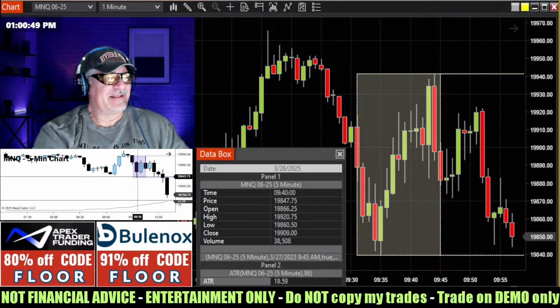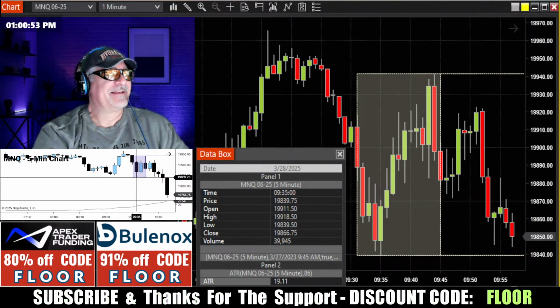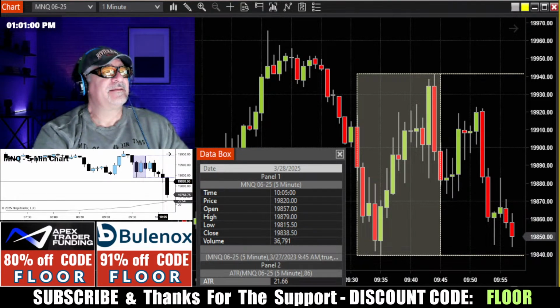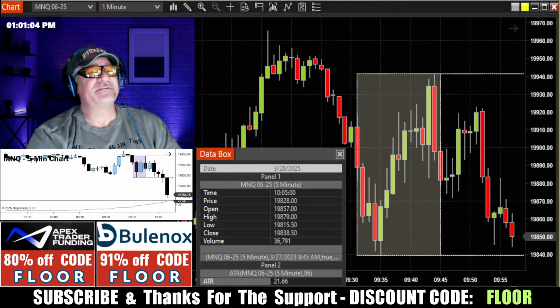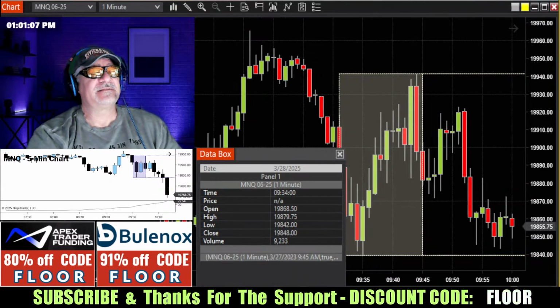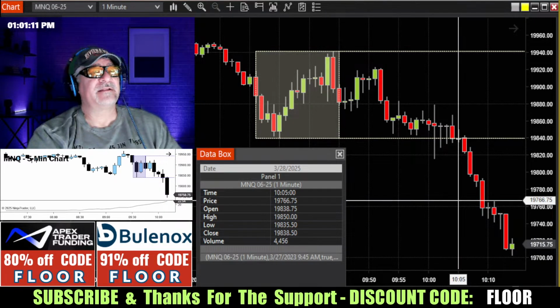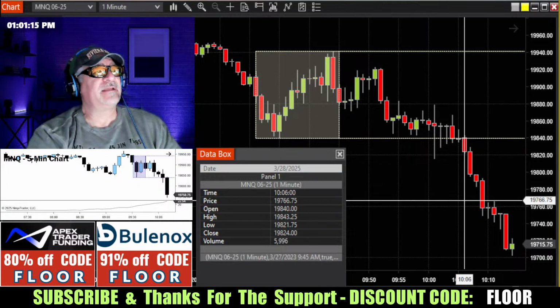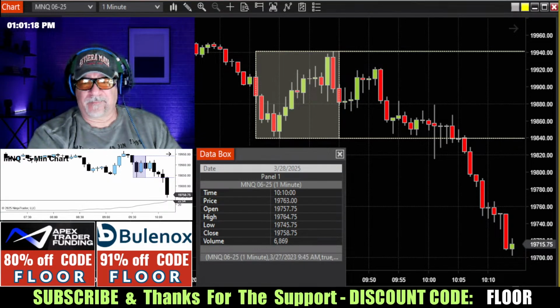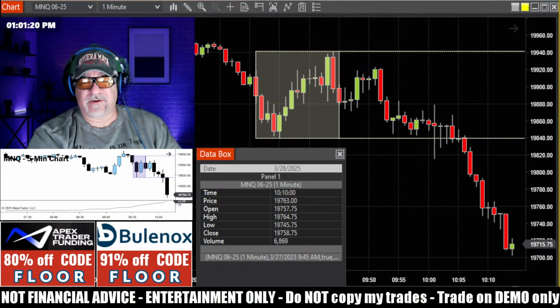Okay, which one can close it outside? The low is 839.50. The close is 838.50. The 10:05 candle closes below on the last day of the week. Let's find the 10:05 candle. It's right there. That closes below. We can clearly see it. We're getting in on the open, 19,840. We're going short.